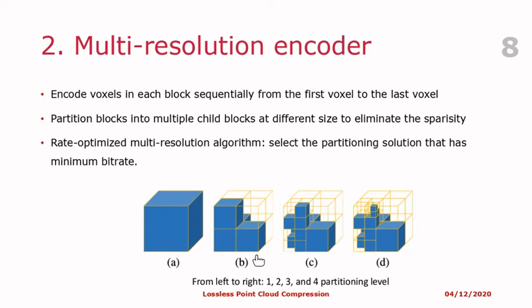For each block 64, we can partition it into two levels here. Like we have four blocks of 32 and four empty blocks of 32, and all the empty blocks will be indicated by just a single bit zero, and we can save a lot of bits here. We can also have three or four levels of partitioning.